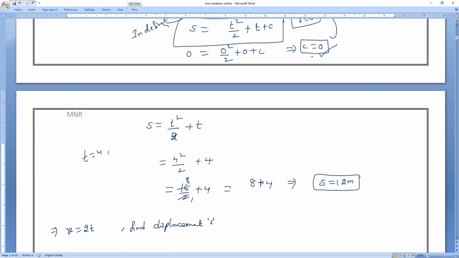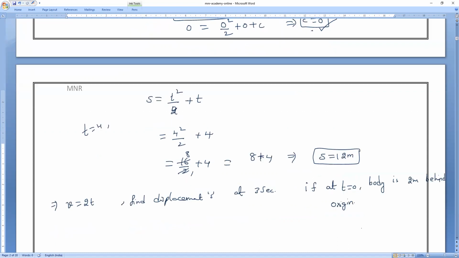Find displacement S at 3 seconds. Okay? 3 seconds. If at t equals 0, the body is 2 meters... Be very careful. The body is not at the origin. The body is 2 meters behind the origin.